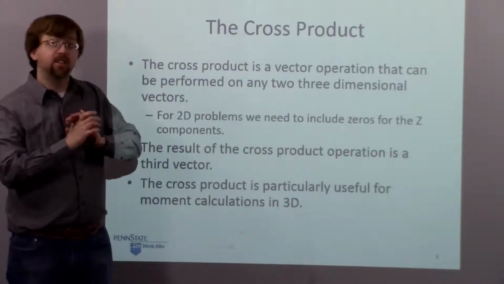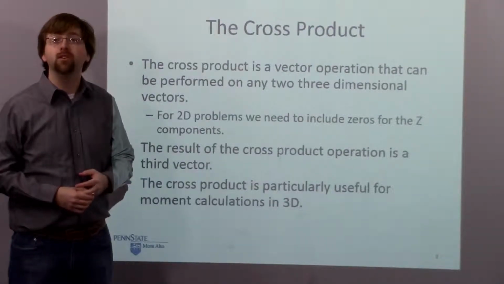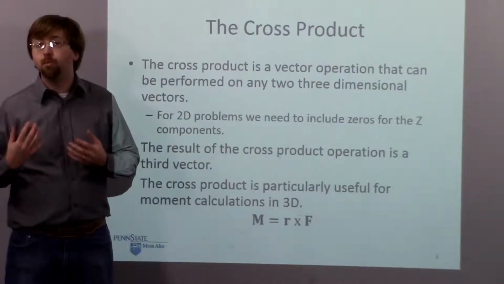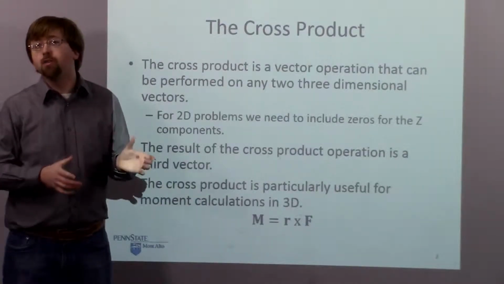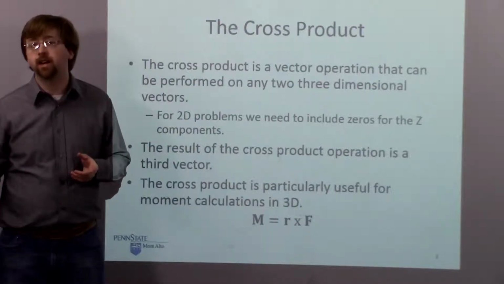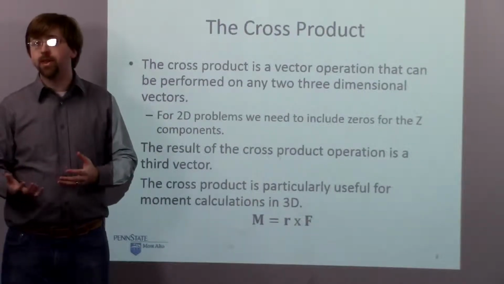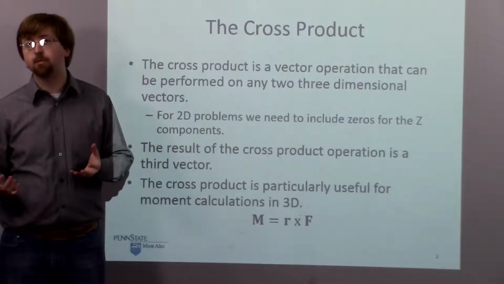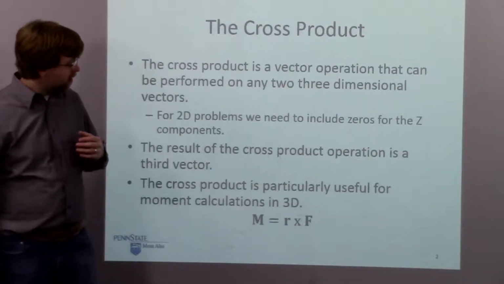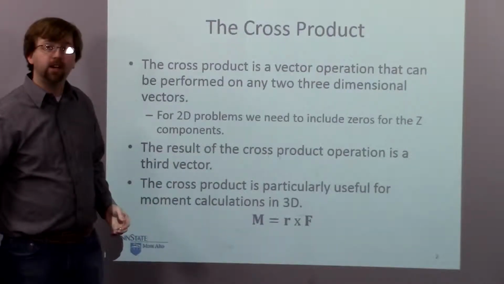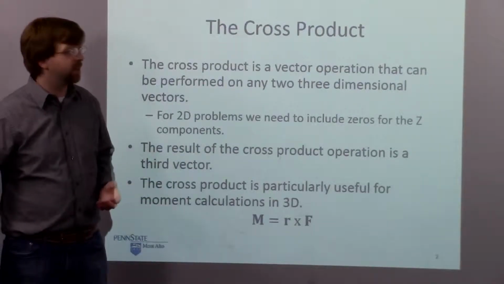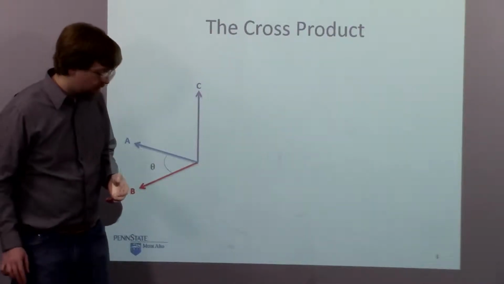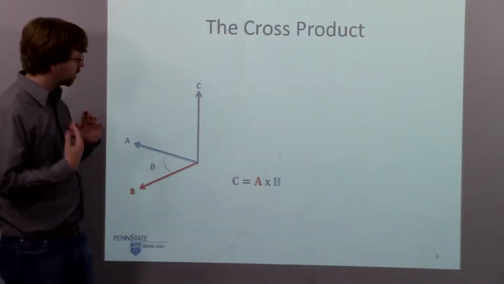The cross product in statics, at least, is going to be particularly useful for moment calculations. In particular, a moment is going to be equal to the r vector crossed with the f vector. You can see more about that on the moment about a point page in the adaptive map textbook. But we have a cross product in here, and it's important to know how to do this operation to get that result.